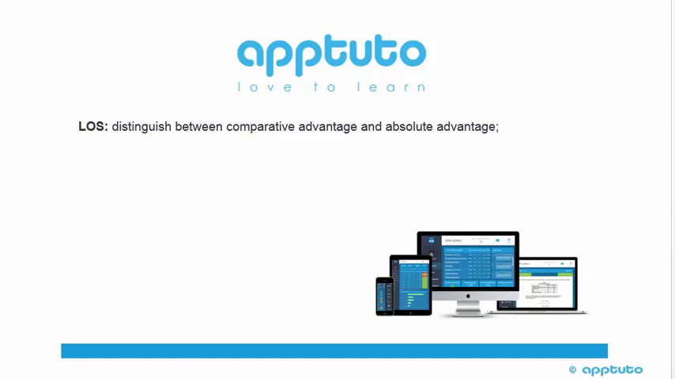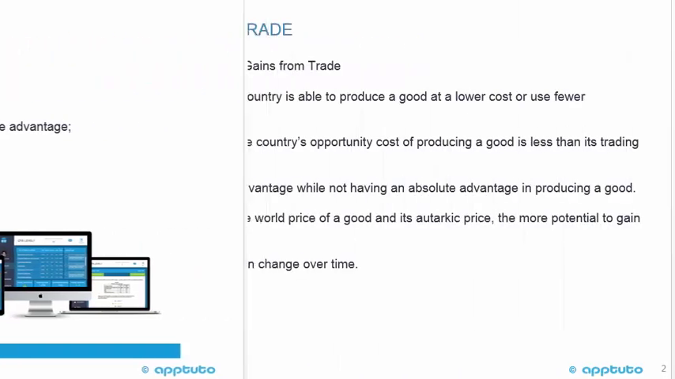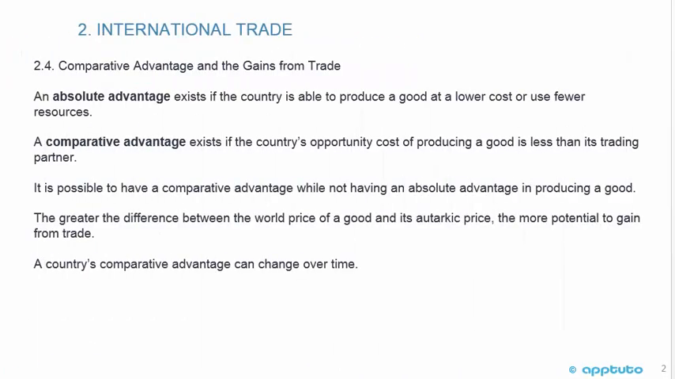This LOS distinguishes between comparative advantage and absolute advantage. International trade, comparative advantage and the gains from trade. An absolute advantage exists if the country is able to produce a good at a lower cost or use fewer resources. A comparative advantage exists if the country's opportunity cost of producing a good is less than its trading partner's. It is possible to have a comparative advantage while not having an absolute advantage in producing a good.